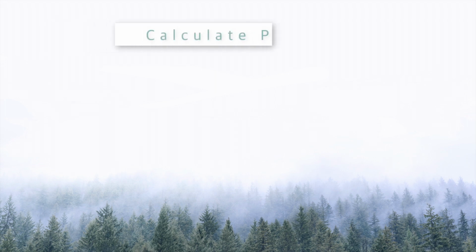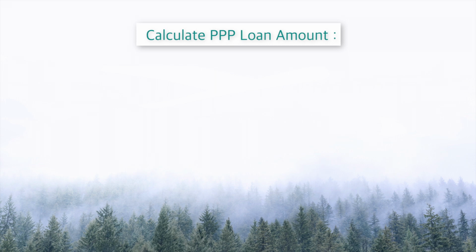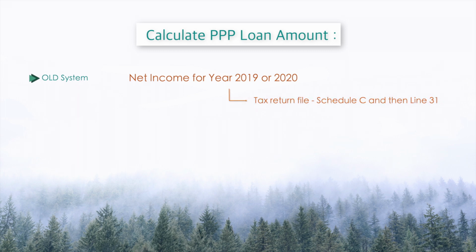Now let's talk about how to calculate your PPP loan amount so that you can make a better decision on whether or not to move ahead with the application. And it's in this section where the major change recently happened. According to the old system, you would calculate your income based on net earning, which means you would need to take the amount on line number 31 of Schedule C of your tax return.